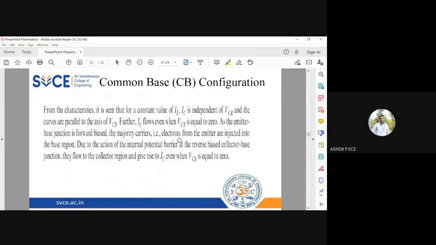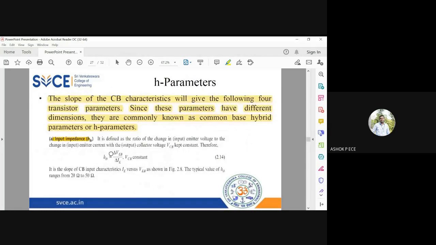See the formula here. HIB equal to delta VEB by delta IE. H indicates H parameter. I indicates input impedance. B indicates common base. So the naming convention also has a significance. Please understand that when I write HIB, H indicates hybrid parameters, I indicates the input impedance which I am measuring, and B indicates it is a common base transistor. In other transistor configurations, these parameters will be different.